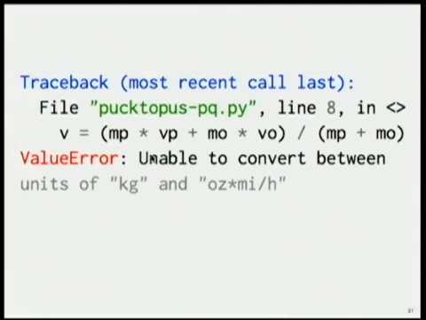So basically the mass of the puck and velocity of the puck is in ounces times miles per hour, but this is only in kilograms, and so it can't convert them, can't add them together. So this is all kind of built in. Another reason why you might want to use quantities.